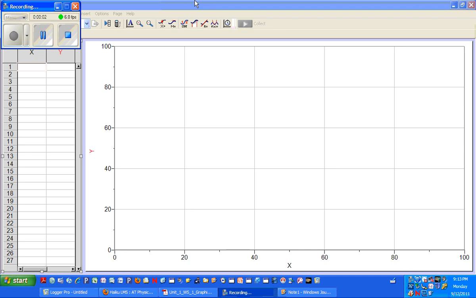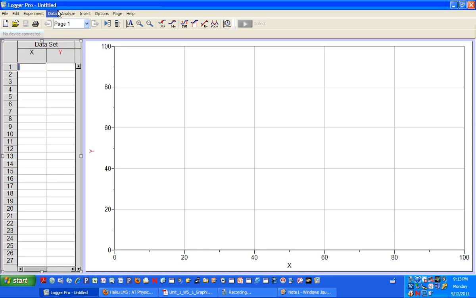I thought this might help, using Logger Pro. I'm going to go ahead and do one of the examples that we've been working on the last couple of days, or I should say that you guys have been working on in class for the last couple of days. So let me go ahead and get started on this.